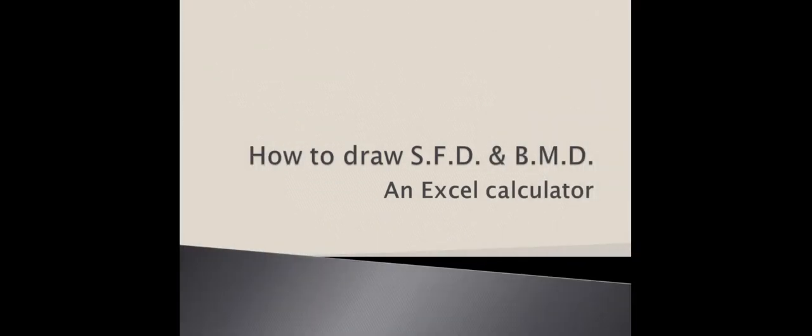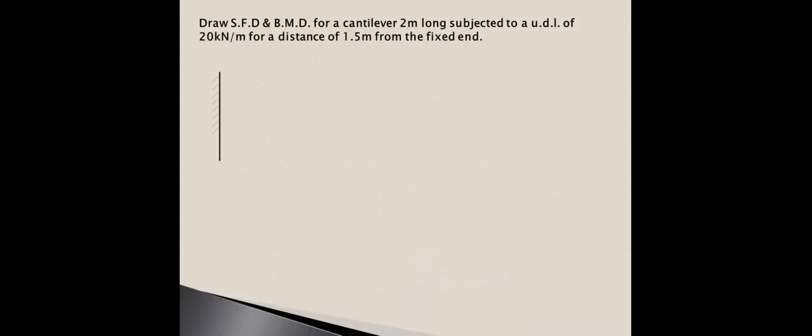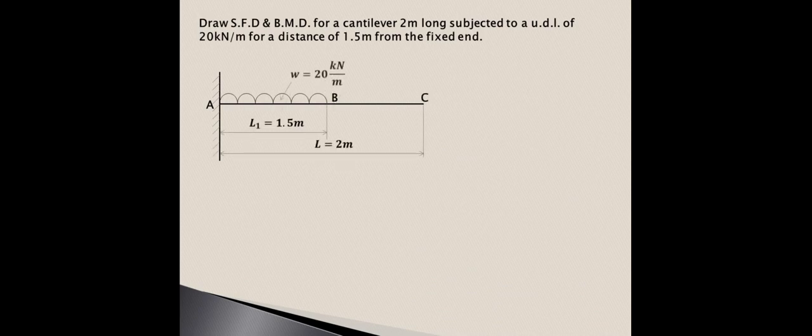So let us try to understand how to draw shear force diagram and bending moment diagram in case of cantilever beam. And we have prepared an Excel calculator for this example also. Now here we are having the cantilever beam as shown over here. It is subjected to the UDL of 20 kN per meter as shown over here at a distance of 1.5 meter from the fixed end, and total span length is 2 meter.